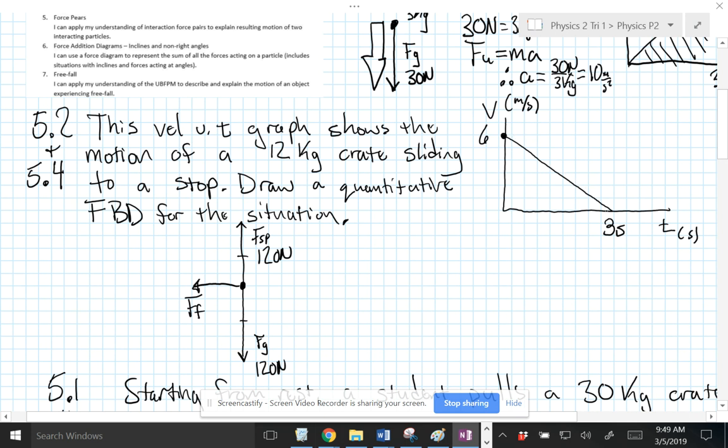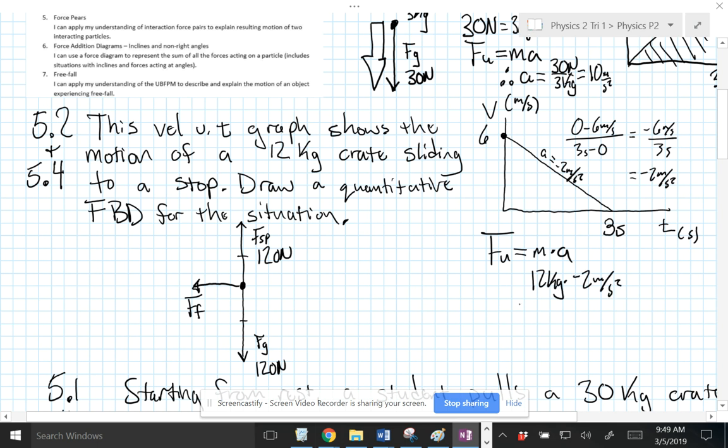If this goes down 6 and it goes over 3, I'm going to say 0 minus 6 meters per second over 3 seconds minus 0. That's going to shake out to be negative 2 meters per second squared. That's the acceleration here. I can get the unbalanced force then by taking the mass times the acceleration, 12 kilograms times negative 2 meters per second squared, negative 24 newtons.